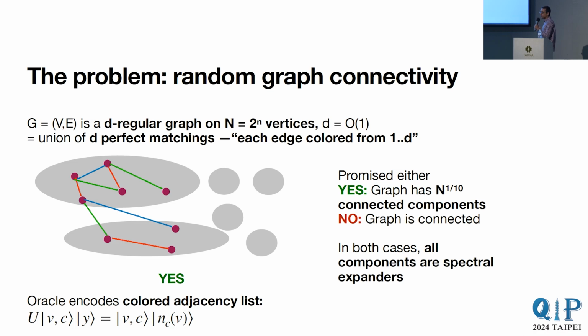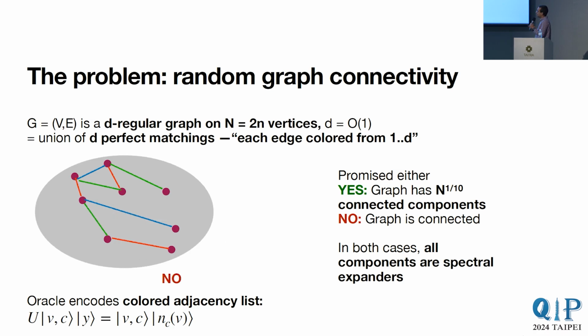And so you're promised that one of two cases actually holds. In the yes case, the graph has many smallish connected components. I guess this is where the animations are misleading, because these edges should not have appeared, but in the yes case it has many connected components with no edges going between them. Each connected component is fairly large, super polynomially large, and there are super polynomially many of them. And in the no case, the graph is fully connected. So you want to distinguish between these two cases.